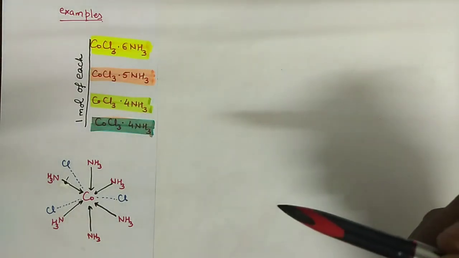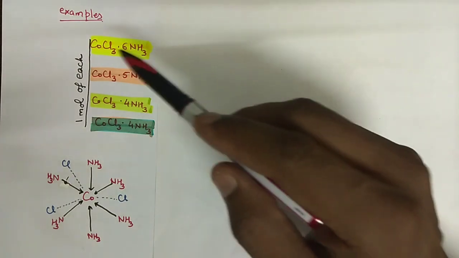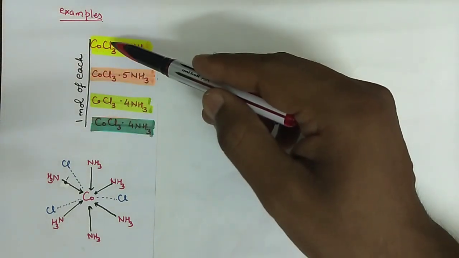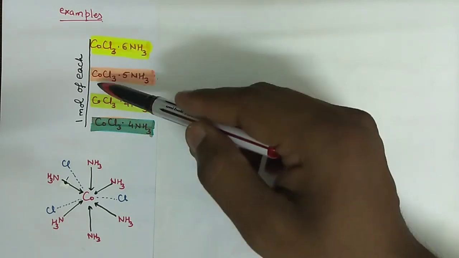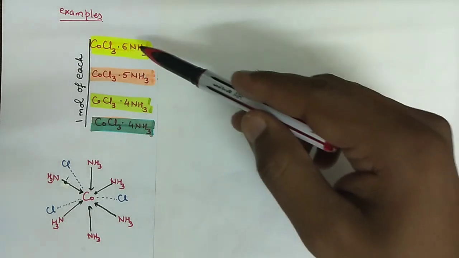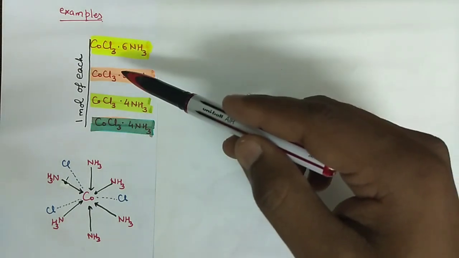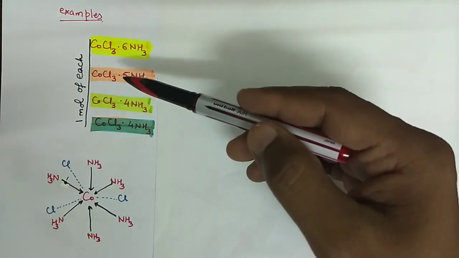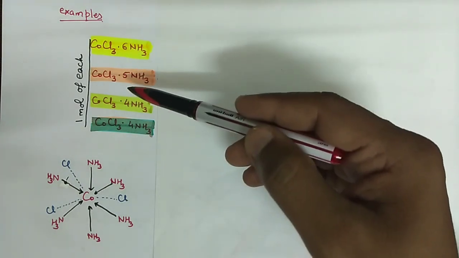And now the question is, every cobalt is bonded to 3 chlorides, you can see it is common, every cobalt is bonded to 3 chlorides. Now when it is bonded to 6 ammonia, then the color is yellow. When it is bonded to 5 ammonia, the color is purple.